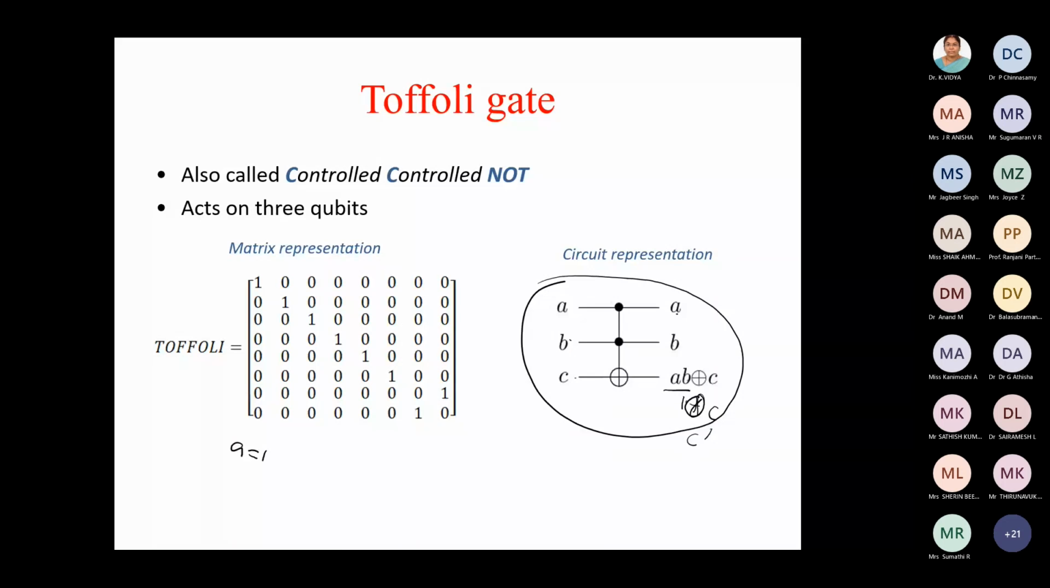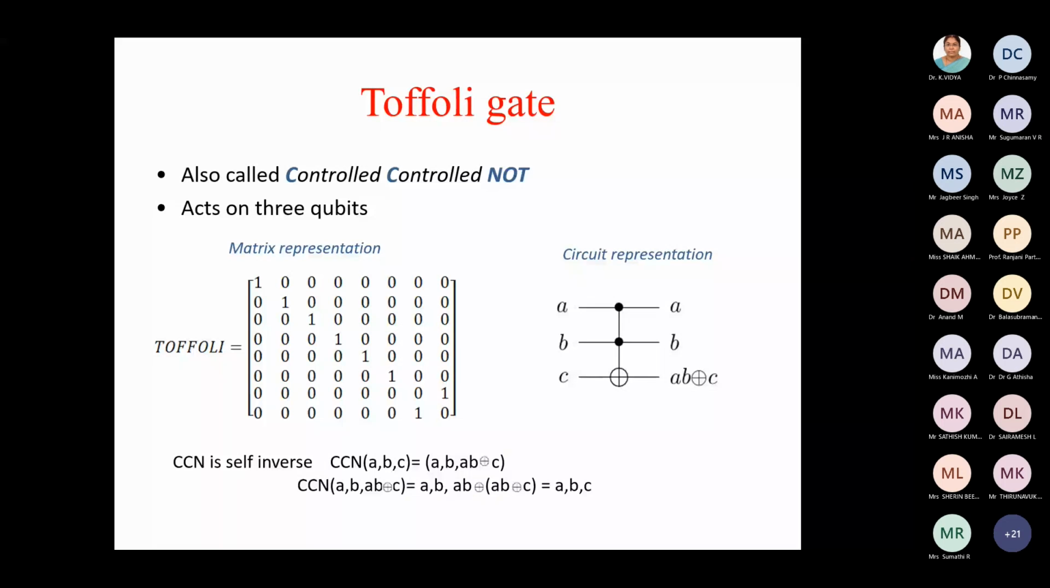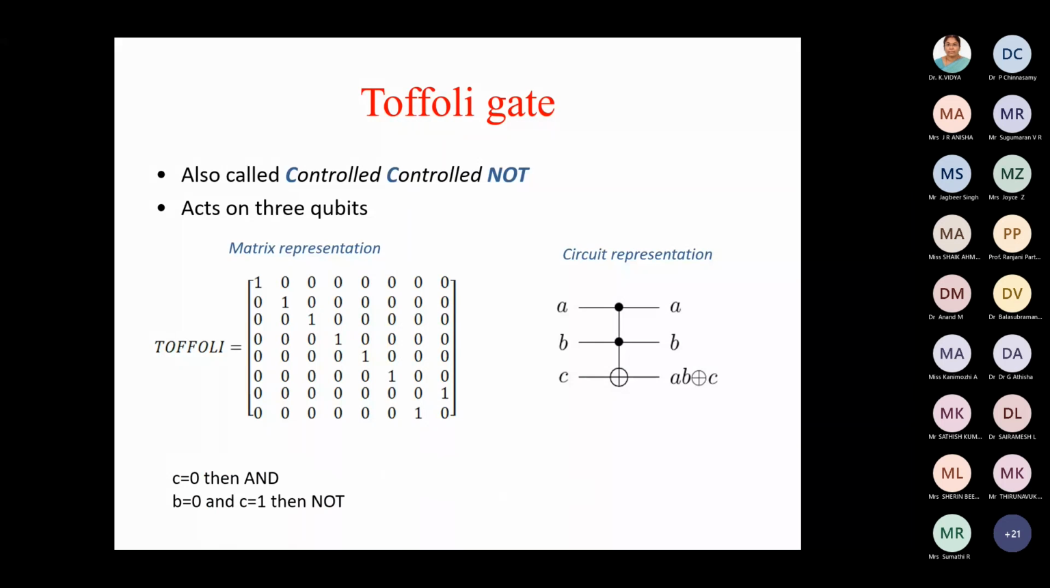One more thing is that this control-control-NOT is also self-inverse. If I apply it 2 times, then I get the original thing. So it's a self-inverse gate. If I want to use it as an AND gate, how can we do that? If I put the value C equal to 0, then I can get rid of this plus C term. So I will have AND of A and B here. So I can use this topology as an AND gate.